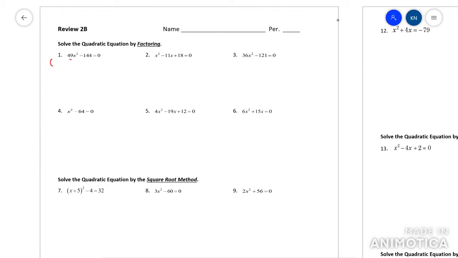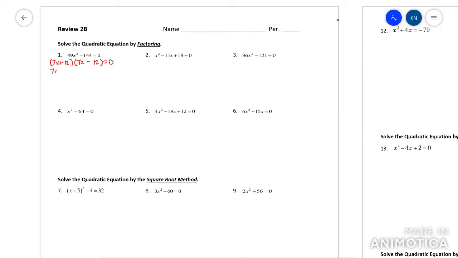This first one is a difference of squares. That's where you set up two sets of parentheses, and you say, what times what makes 49? Well, that's 7 times 7. And what times what makes 144? Well, that's 12 times 12. One is a plus, one's a minus.